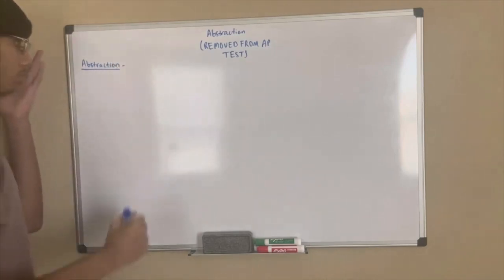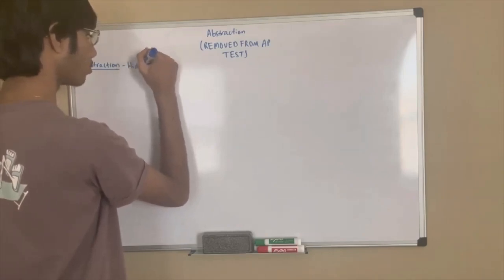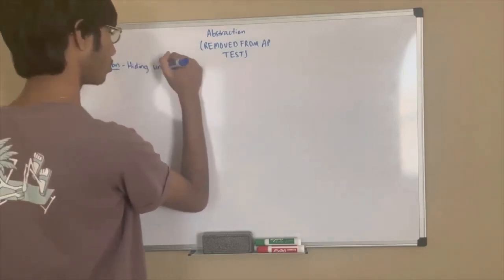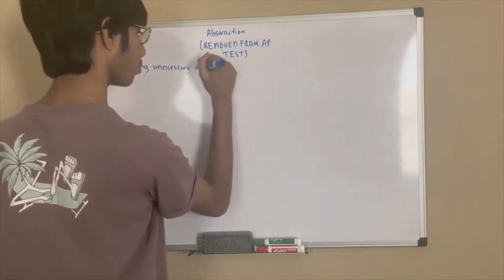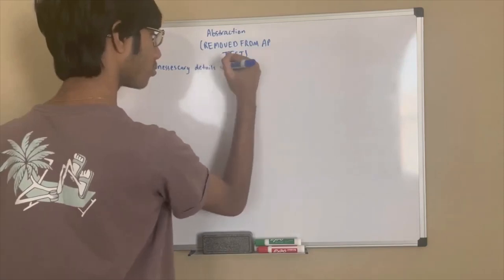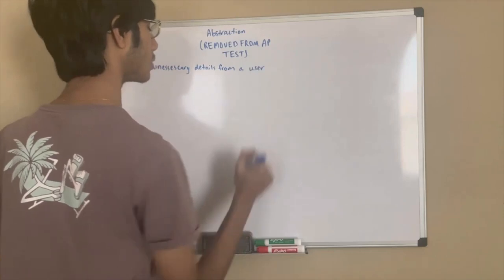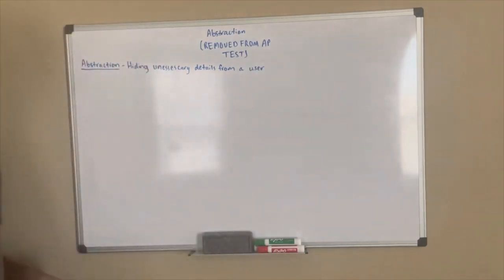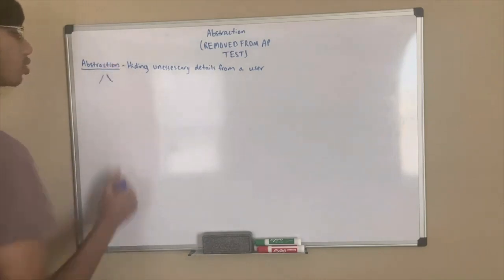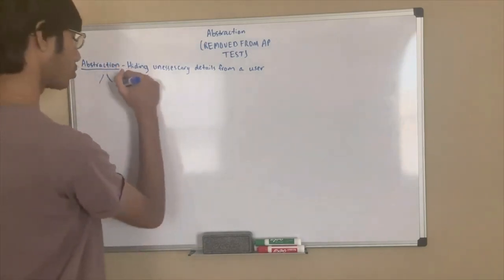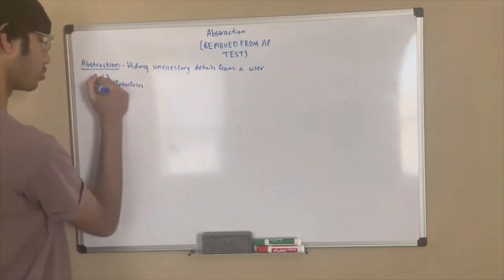What is abstraction? Abstraction is just hiding unnecessary details from a user. That's it. Abstraction is just hiding unnecessary details from a user. Abstraction can be achieved in two ways. You can do one way through interfaces, and another way through abstract classes and methods.